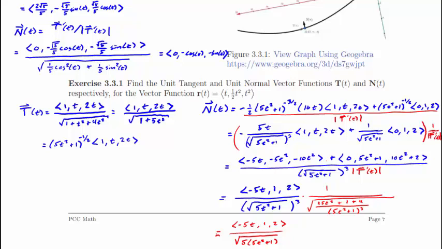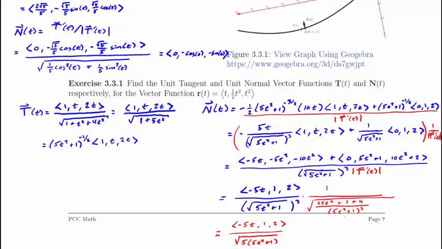Okay, now the vectors on top here add together nicely. This equals the vector -5t comma 1 comma 2 all over the square root of 5t squared plus 1 quantity cubed. And then I take the magnitude of this. So this is going to be 1 times 1 over the square root of the vector component squared, 25t squared plus 1 plus 4, over the denominator squared. When I square it, the square root goes away, so I get 5t squared plus 1 cubed.